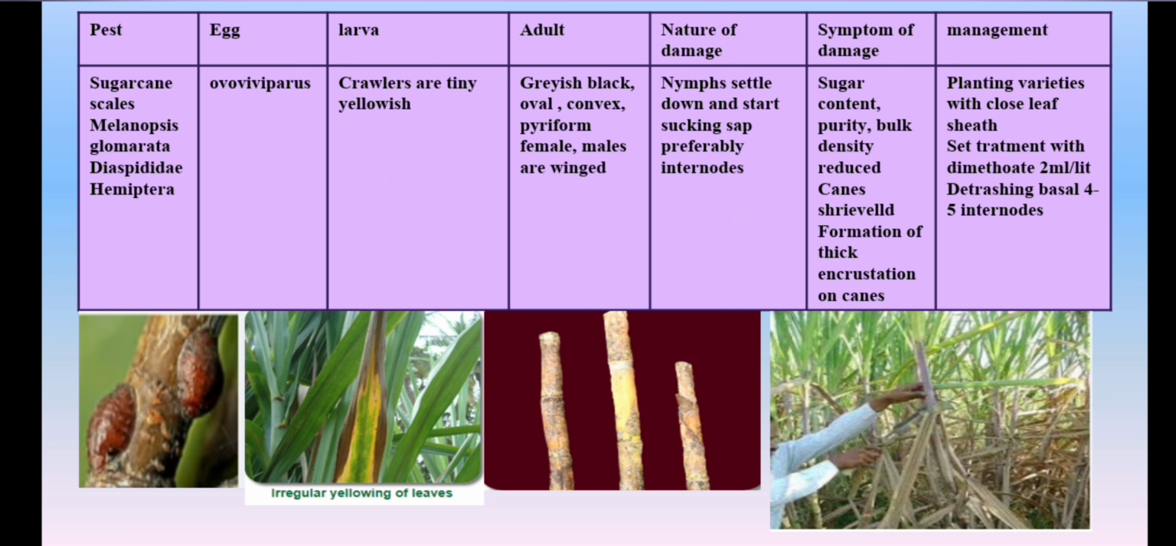Management. Planting varieties with close leaf sheath, or set treatment with dimethoate 2 ml per liter, and dethrashing of the basal 4 to 5 internodes. In the last image you can see dethrashing. Dethrashing is nothing but removal of dried leaves from the bottom portion of the cane, because these dried leaves may have several insects which will move to the top leaves and damage them. That's why you have to clear the bottom dried leaves. That is dethrashing.